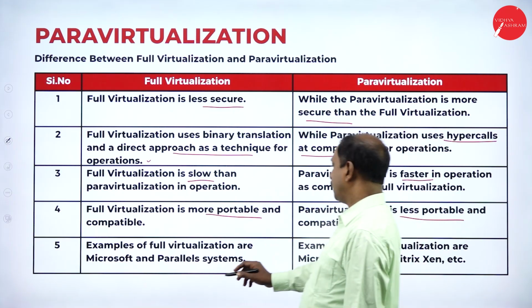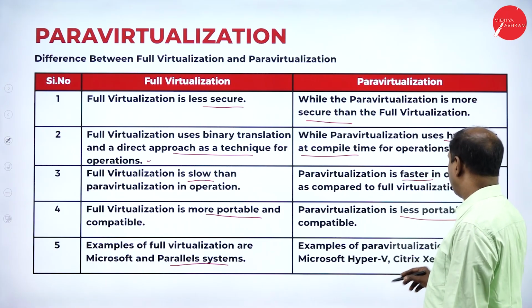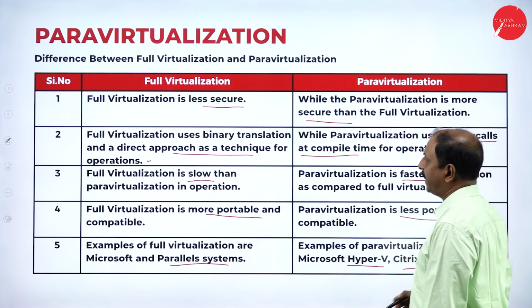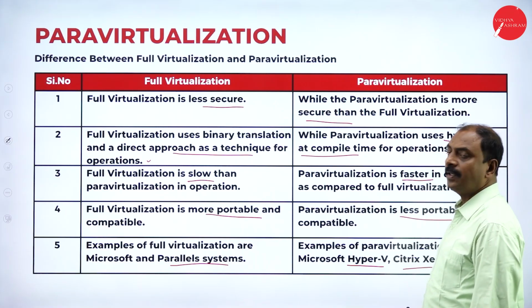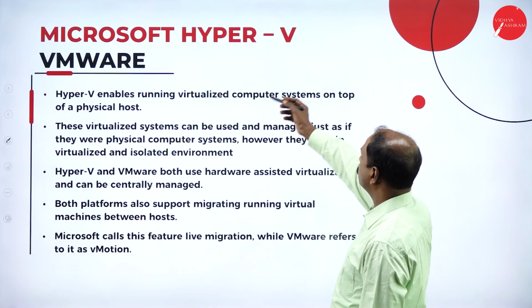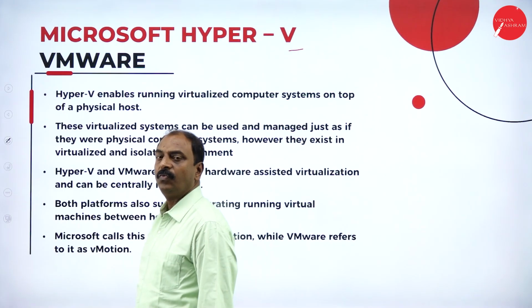Examples are here: Microsoft and Parallels systems are examples. Here we have Microsoft Hyper-V and Citrix Xen, etc. These are the differences between full virtualization and para virtualization. In the next slide, we will see what Microsoft Hyper-V is. It is one of the virtual machines, like VMware.